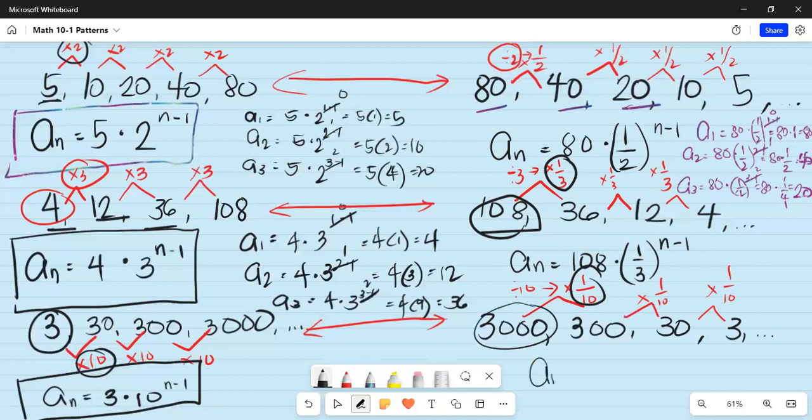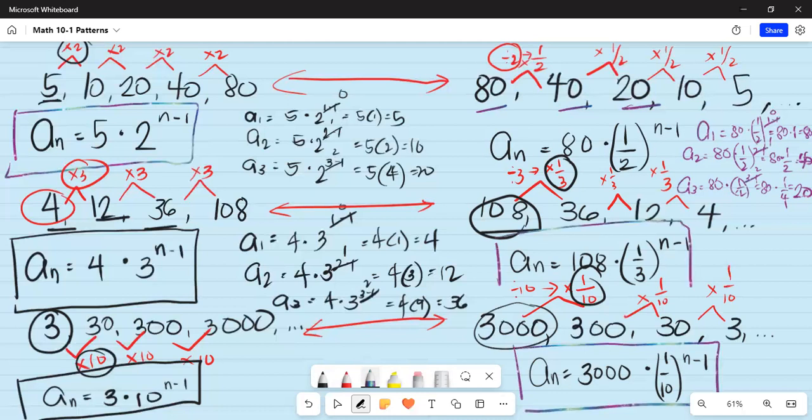So a sub n is equal to the first term, 3,000, times the number being multiplied, 1 over 10, enclosed in parentheses, raised to n minus 1. And you're done. That's how we identify the formulas or the explicit form if the pattern being used in the sequence is multiplying a number.